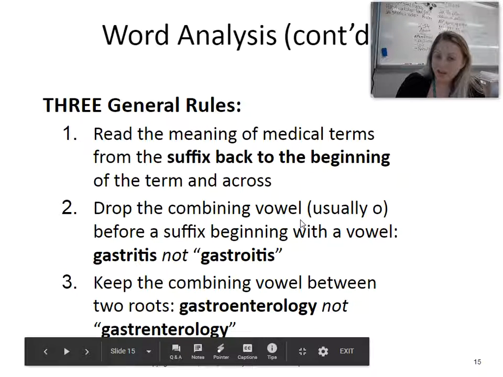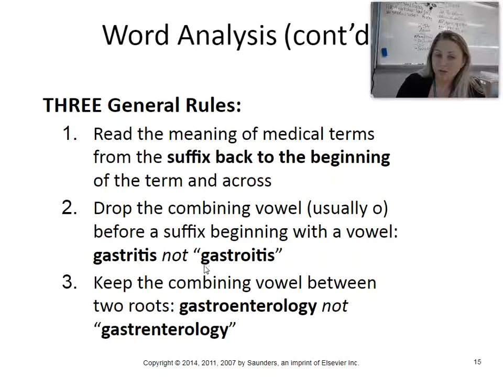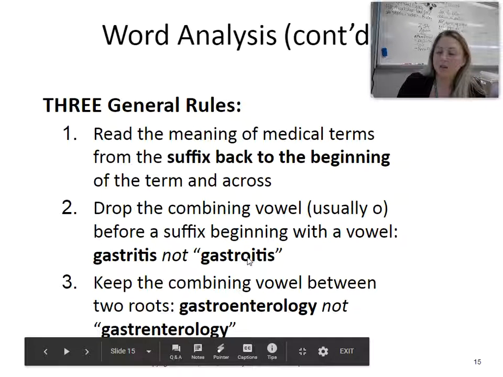You're going to drop the combining vowel before a suffix if it begins with a vowel, right? Because it's gastritis with an I. The itis has an I, so we don't need that combining vowel there. Now we're going to keep the combining vowel between the two roots, because that's going to be a root word. That's not a suffix. So gastroenterology.